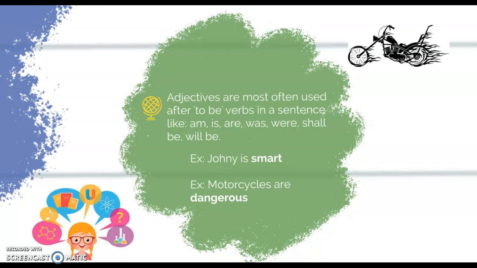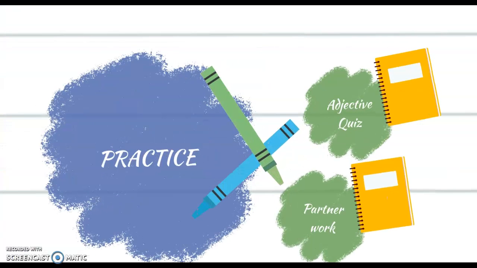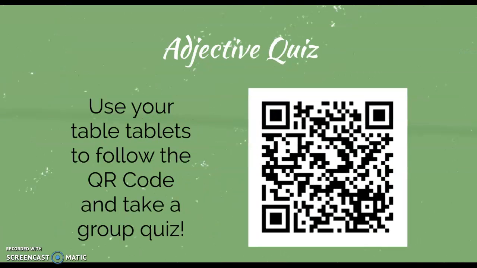Okay class, so now is the time for some practice. We will be taking a group adjective quiz to go over what we just learned. So using your table tablets, cameras to follow the QR code, we are going to be taking a quiz I have prepared for you. Remember that we are working together before answering the questions and writing in your table group's name for the name it's asking at the beginning. You can pause the video now and play when you have finished this activity.